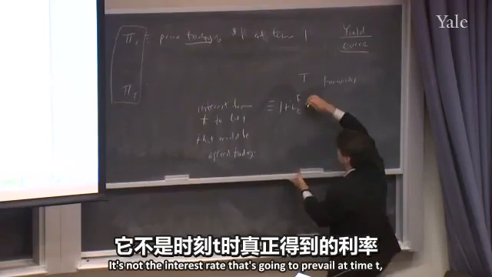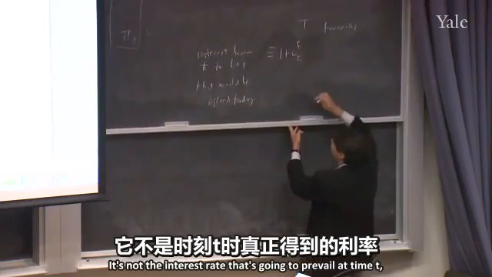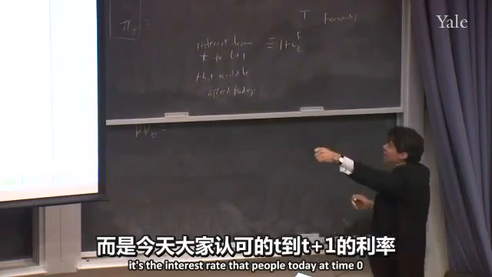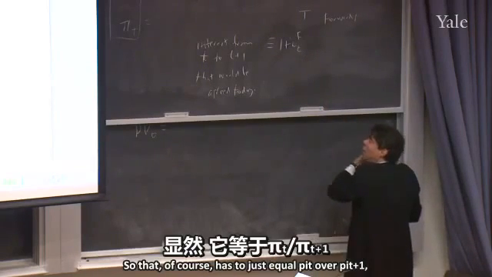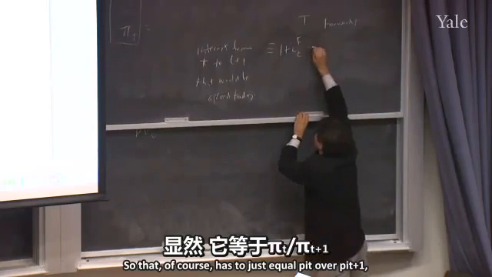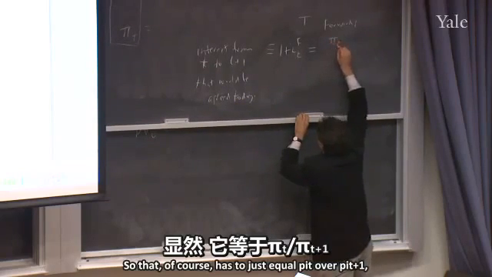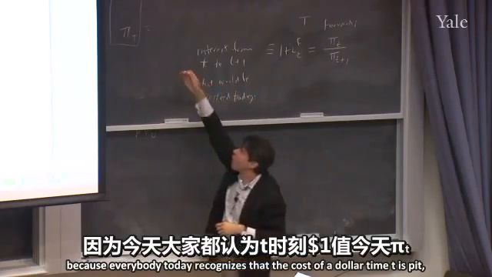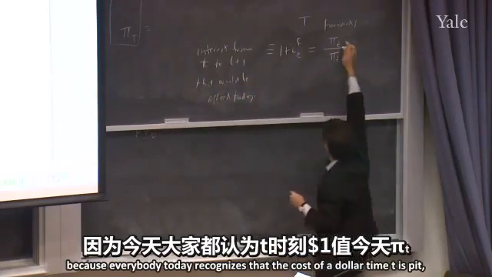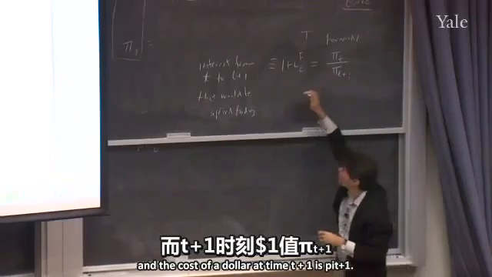Okay, it's not the interest rate that's going to prevail at time t. It's the interest rate that people today at time 0 would agree to pay between time t and time t plus 1. So that, of course, has to just equal pi t over pi t plus 1. Because everybody today recognizes that the cost of $1 at time t is pi t, and the cost of $1 at time t plus 1 is pi t plus 1.